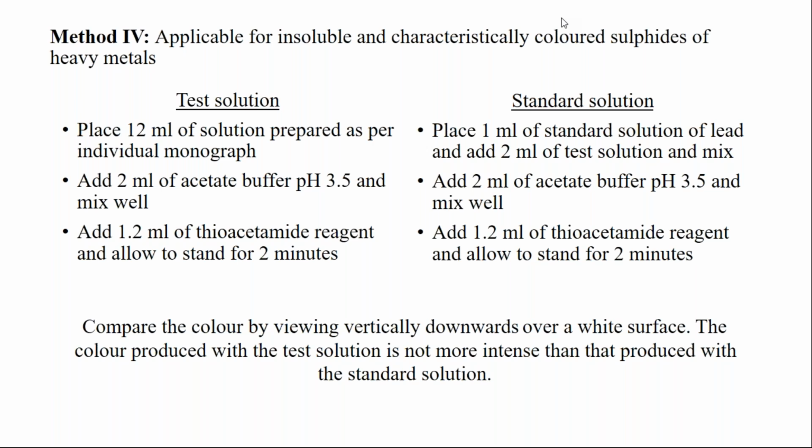You're just following the instructions which were told. Place 12 ml of solution, add 2 ml of acetate buffer, and 1.2 ml of thioacetamide reagent. And when it comes to standard, you're taking 1 ml of standard solution, and from your test solution you're taking 2 ml. Then you're going to add 2 ml of acetate buffer and 1.2 ml of thioacetamide. Nowhere are you going to make up the volume to 50 ml. So that is the difference that you should remember when it comes to method 4. This is a little bit different, so you should remember this method 4 a little bit easily.